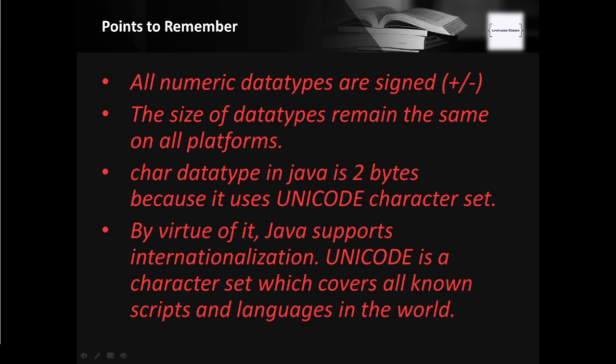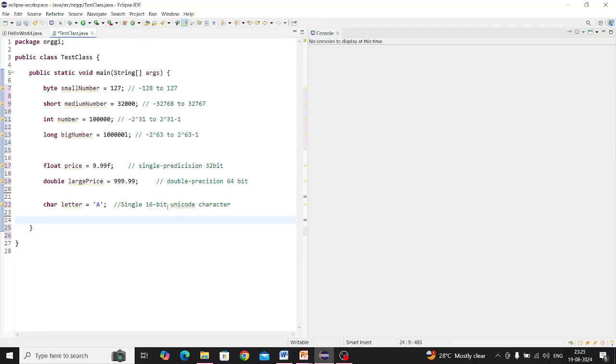For example, character is used to store single characters like letters, while Boolean is used to store true or false values. Here I can show how the Boolean is used. Boolean can hold either true or false, nothing other than that. Boolean is used to store only true or false values.